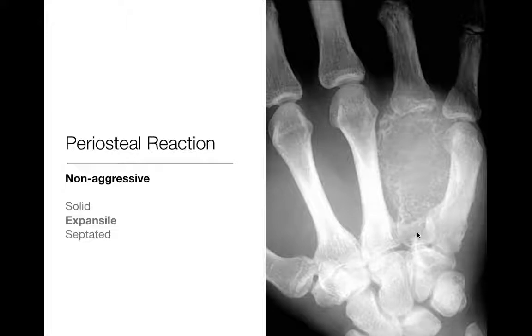This is an example of really an expansile lesion. This was an aneurysmal bone cyst. And periosteal reaction can be expansile. In this case, it's very hard to actually see the cortex of the bone. It's just so expanded out. So this is another type of expanded lesion and expansile periosteal reaction around it.